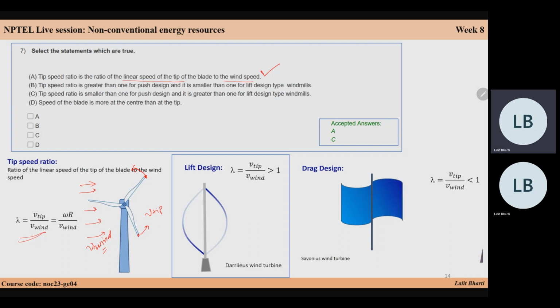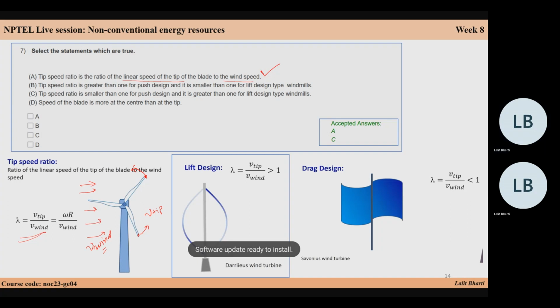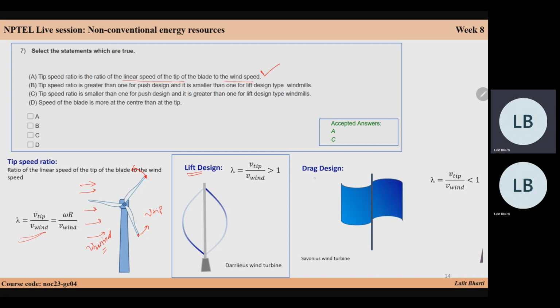The second statement is: speed ratio is greater than 1 for push design and smaller than 1 for the lift design. And statement C is the opposite of that. So we know this is the lift design and this is the drag design, or you can say it is a push design. We have already discussed that the lift design has sharp edges, but the push design has a larger contact area.